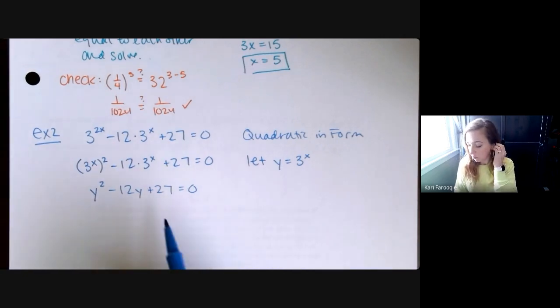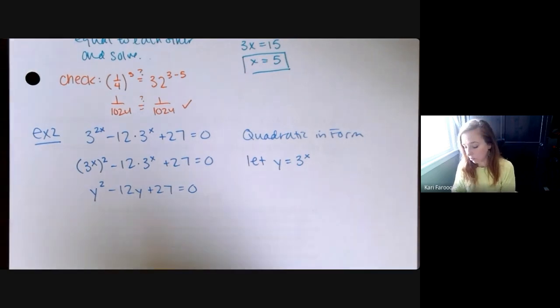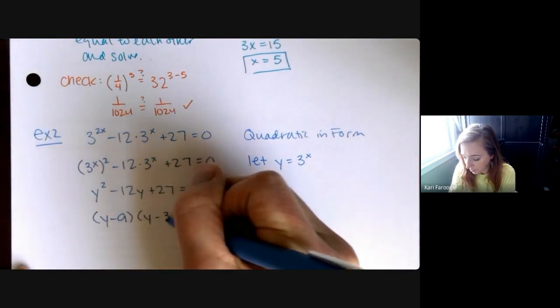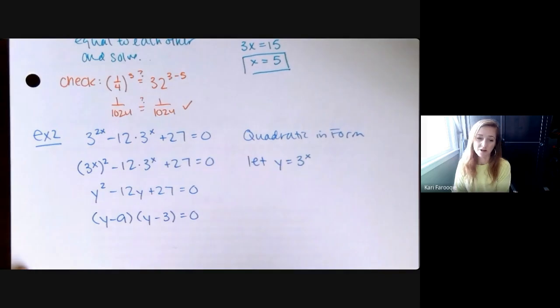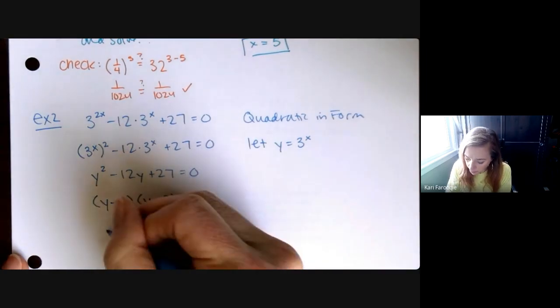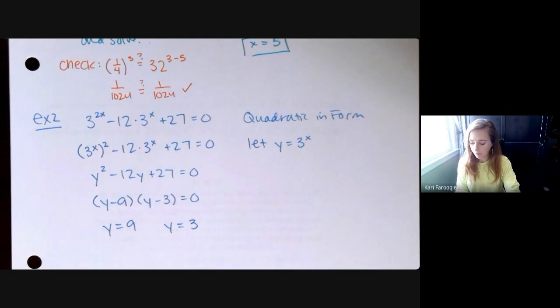You're looking for two numbers that multiply to 27 and add to negative 12. So I'm thinking negative 9 and negative 3. You can always use the quadratic formula. If you can solve it by factoring, it's going to be much easier to do that. All right, now solve this for y. So we know y equals 9 and y equals 3.